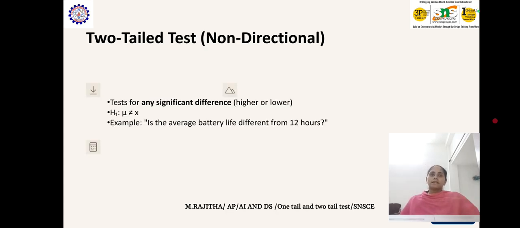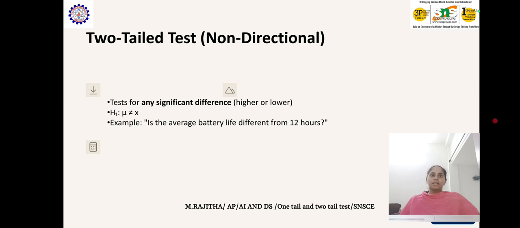And the two-tailed test is in contrast to the one-tailed test. A two-tailed test is non-directional and is used when we are interested in detecting any significant difference from the hypothesized value regardless of direction. The alternative hypothesis in this case is H1: mu is not equal to x, where x is the value being tested. This test checks whether the observed sample mean is significantly higher or lower than the population mean.